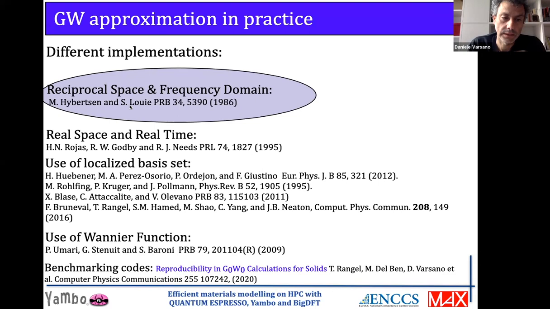Here, this is Bruneval's MOL-GW code. There is the Fiesta code. There are implementations in Wannier functions and probably many others. Reciprocal space and frequency domain is Yambo. There is also BerkeleyGW and Abinit. And these three codes have been recently benchmarked. As you can see, there are many algorithms and tricks in this kind of calculation. They have been benchmarked and they provide the same results, at least for the systems that have been tested, some semiconductors and a few metals.